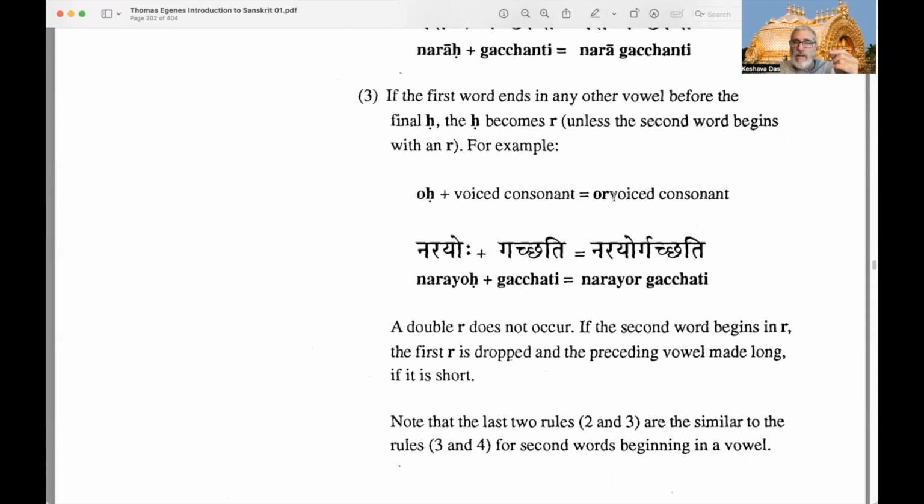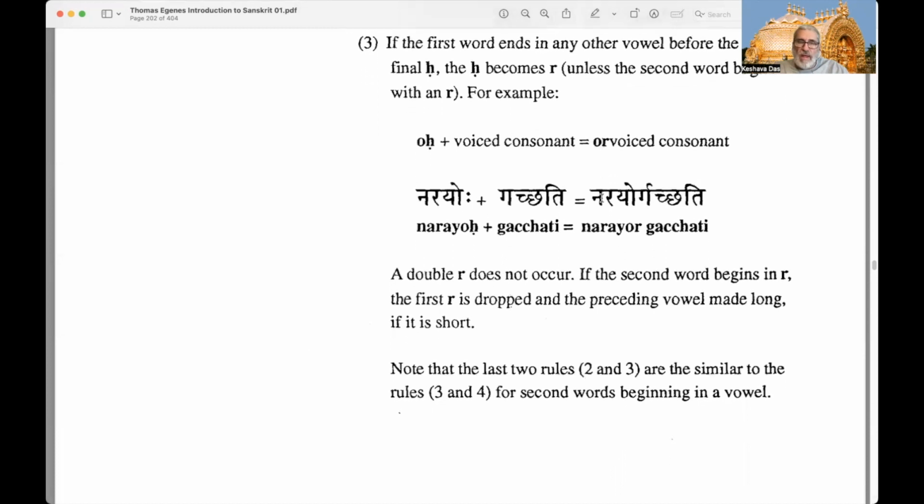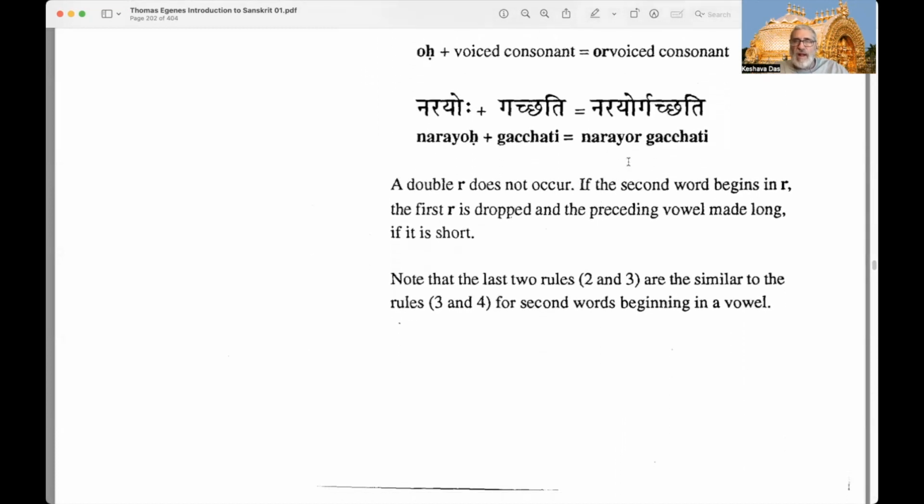Again, he didn't show any space here in the Roman, in the Latin. So we're not expecting any space in the Devanagari either. Okay, so narayoho, right? O visarga followed by gachati. Ga in gachati is a voiced consonant. So we have narayor gachati, and in the Roman he has left a space, and in the Devanagari we don't see a space.